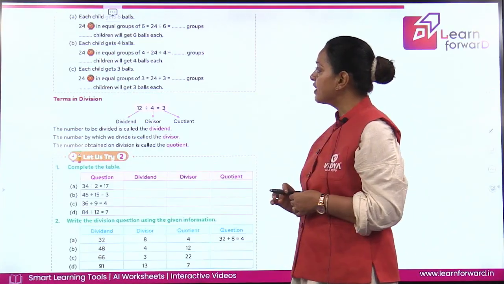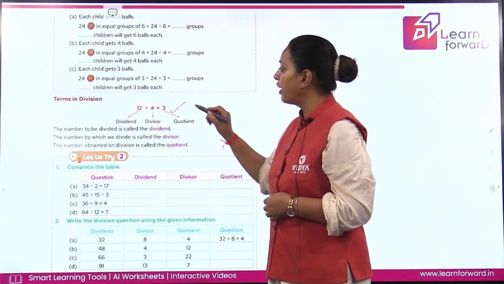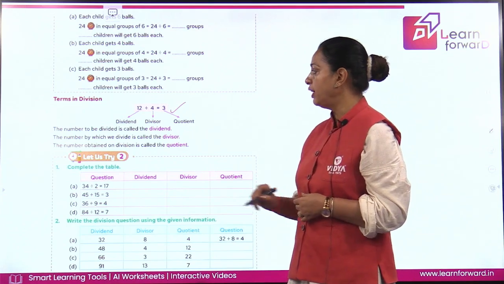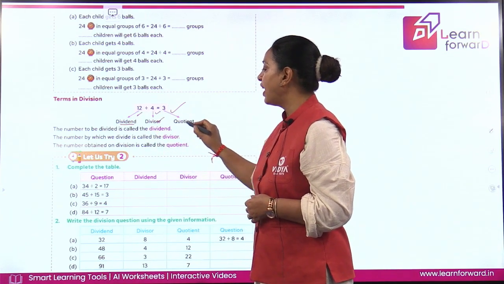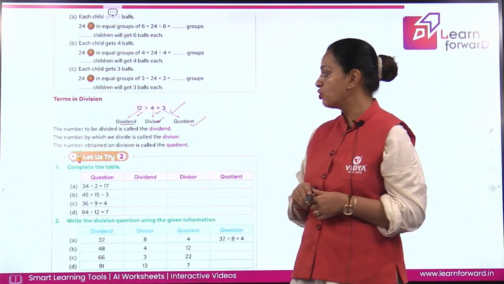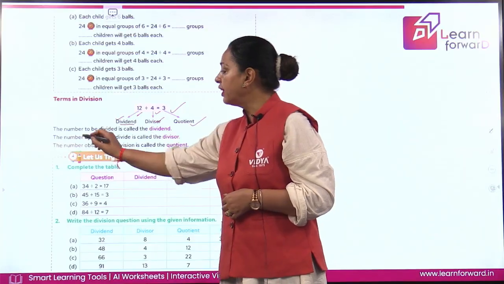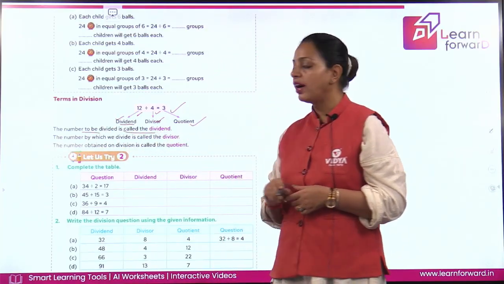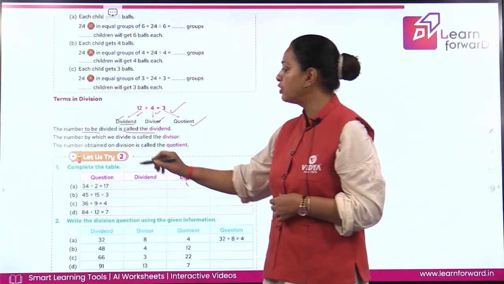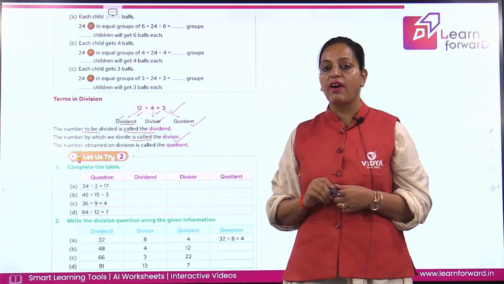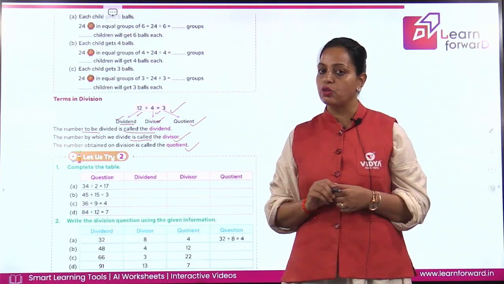Now see the next here, terms in division. 12 divided by 4 equals 3. It means this is the dividend, this is the divisor and this is the answer, that is the quotient. The number we will divide is called the dividend. The number to be divided is called the dividend. The number by which we divide is called the divisor, and the number obtained on division is called the quotient, right?